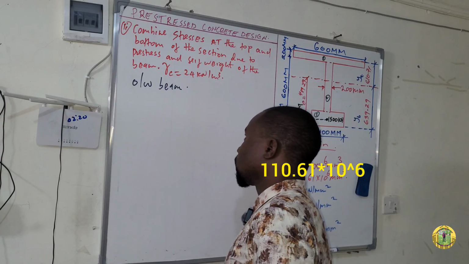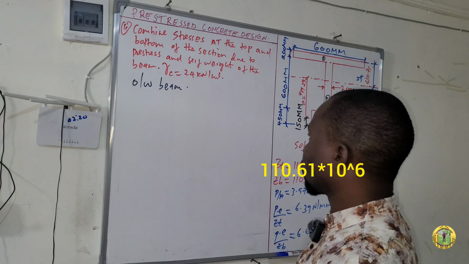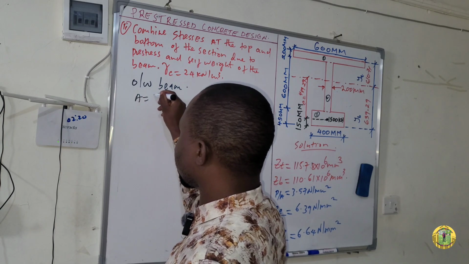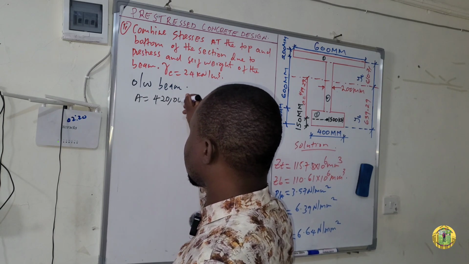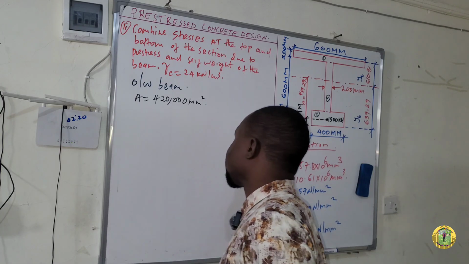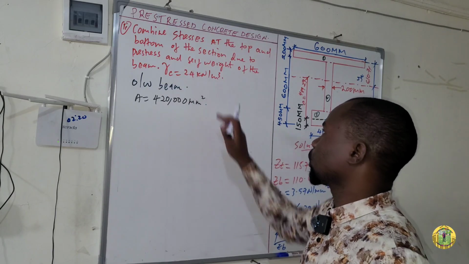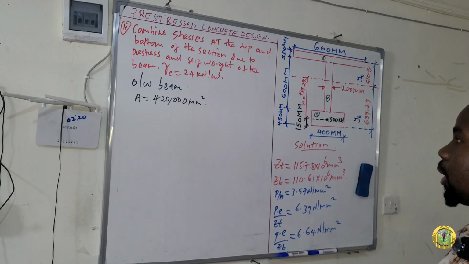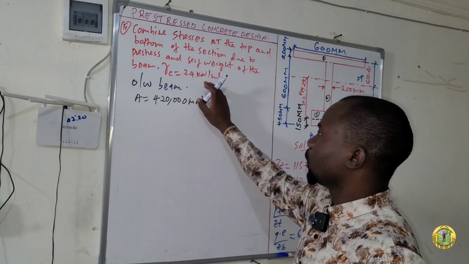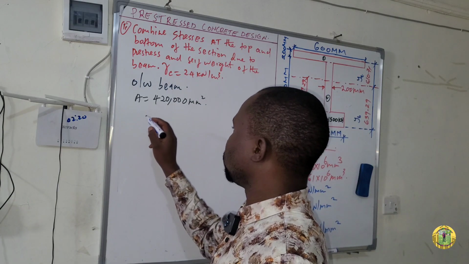To calculate the self-weight of the beam, remember the area for this section is 420,000 millimeter square. And remember, we have been given the unit weight of the concrete as 24 kilonewton per meter cubic. So you can use this area to calculate the self-weight of this beam.